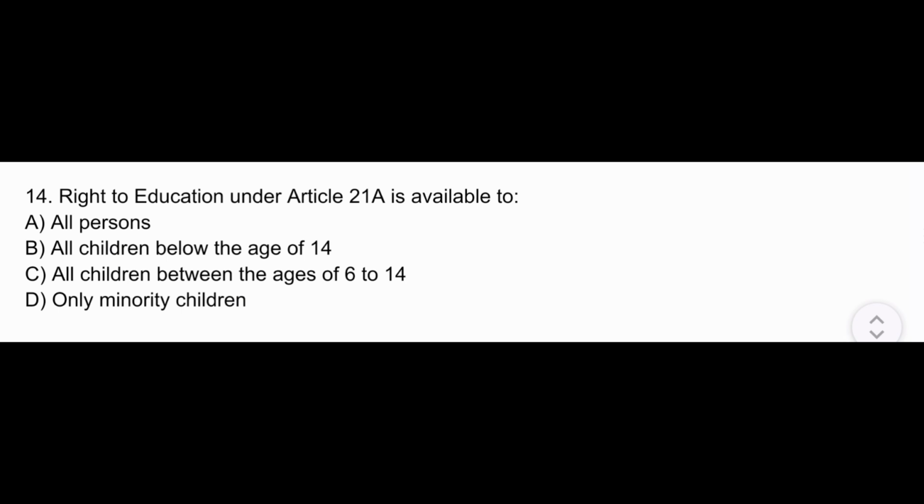Next question. Right to education under Article 21A is available to option A, all persons, option B, all children below the age of 14, option C, all children between the ages of 6 to 14, option D, only minority children.